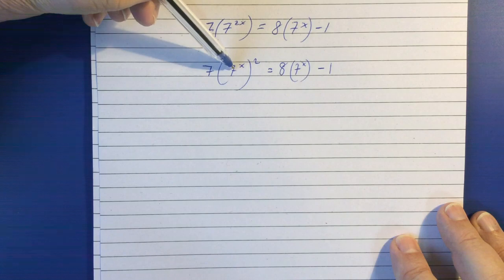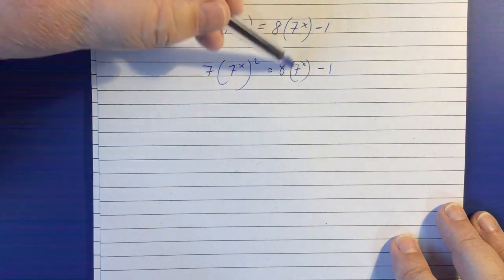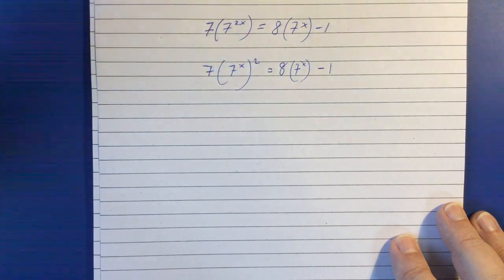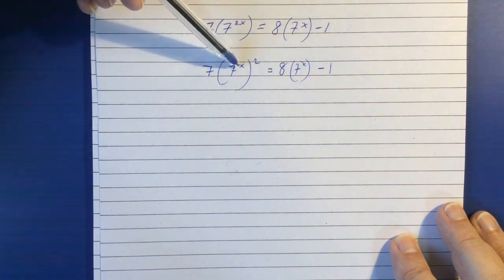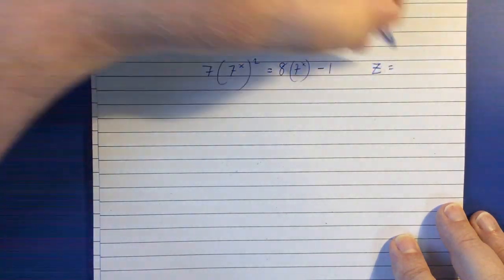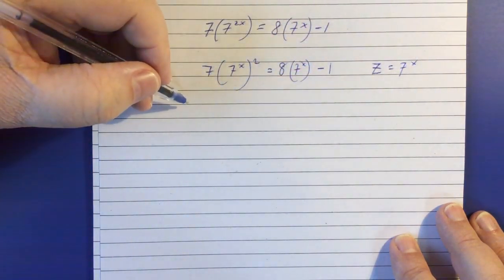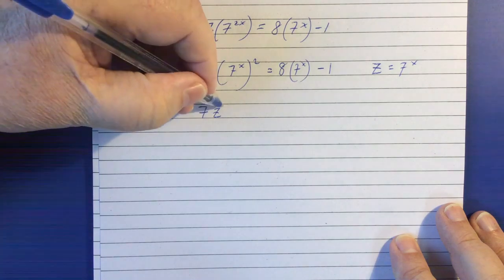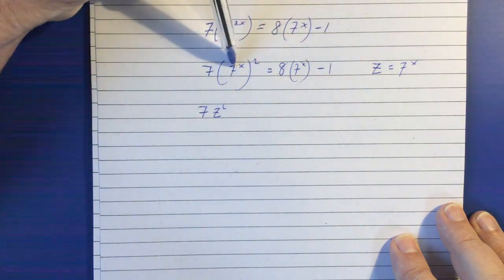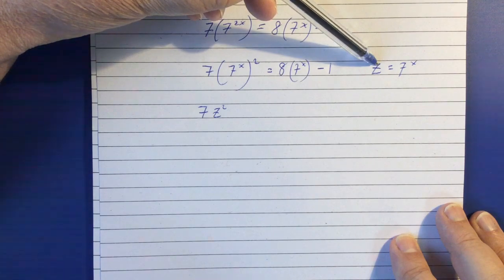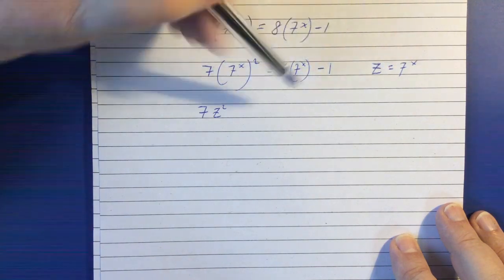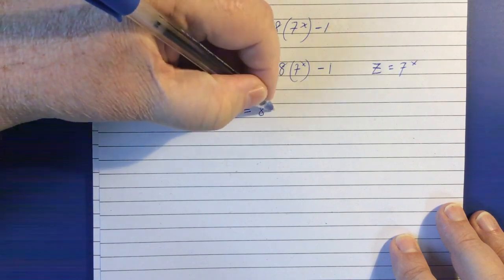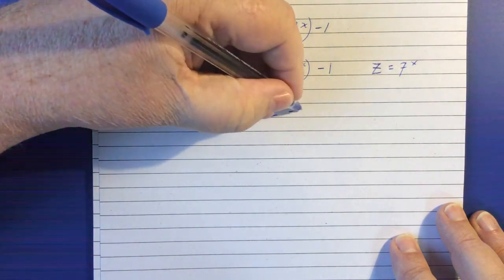What I'm going to do is substitute 7 to the x with a letter. I'm not going to use x. I can use any other letter of the alphabet because we've already got an x in here. So let's try z. We will make z equal 7 to the power of x. And then we can rewrite this as 7z squared, because we are squaring 7 to the x, which I have instructed will equal z. And that is going to equal 8z minus 1.